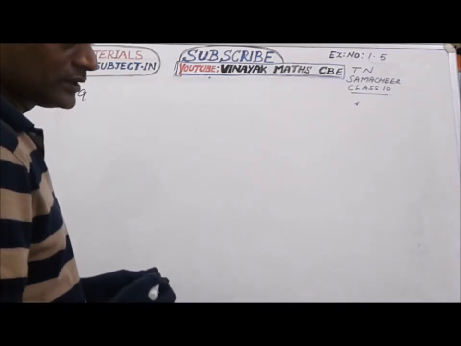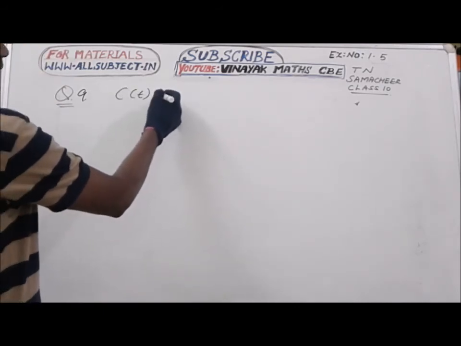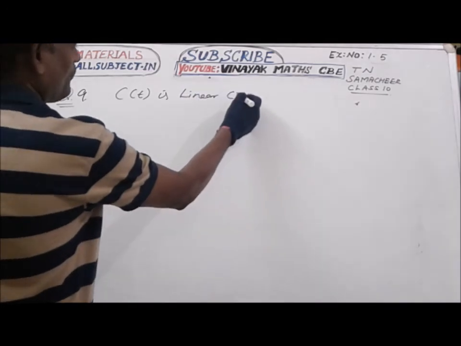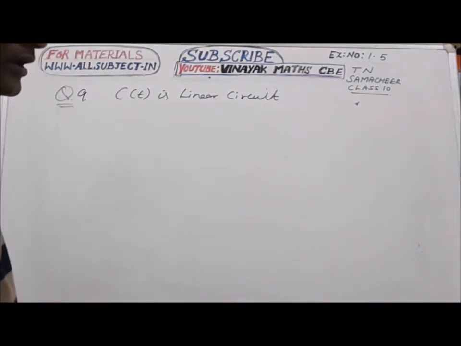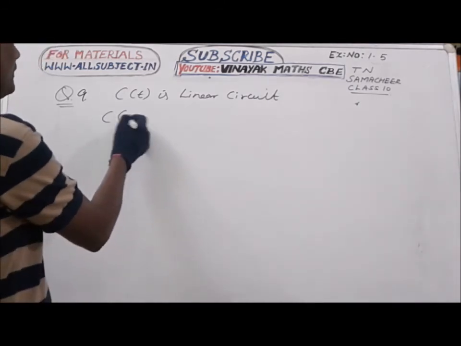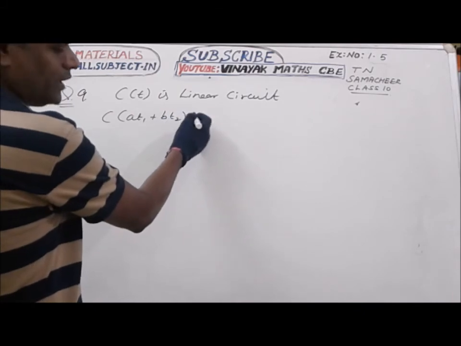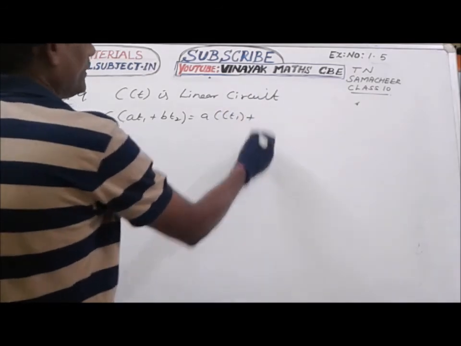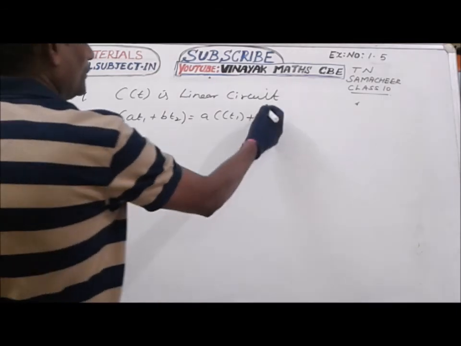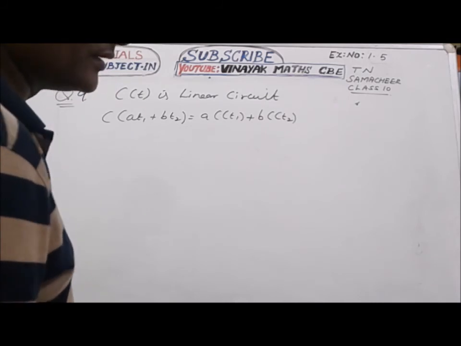In electronic circuit theory, a circuit C of t is called a linear circuit if it satisfies the superposition principle, that is C of (at1 + bt2) equal to a into C of t1 plus b into C of t2, where a, b are constants.